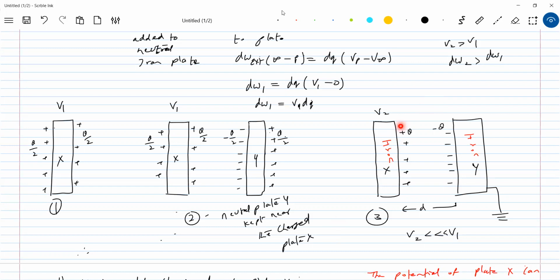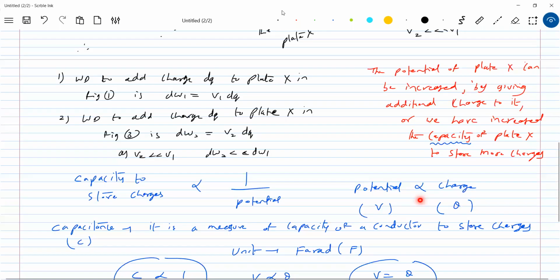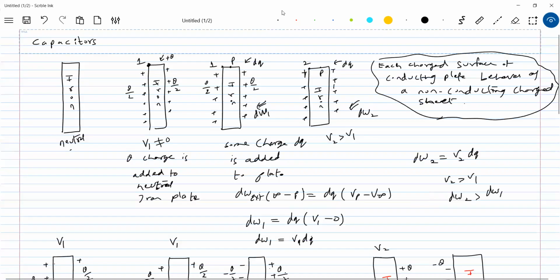Now let's come to the work done. Earlier I had to do work Q into dQ into V1, dQ into V2. Here I have to do less work in the third diagram. If I want to store energy in a conductor, should I prefer diagram 1, diagram 2, or diagram 3? Diagram 3. If I want to store charge, diagram 3 is what will be preferred. This is called the principle of capacitance. So what we discussed is the principle of a capacitor.